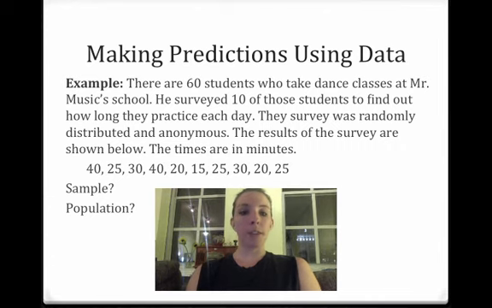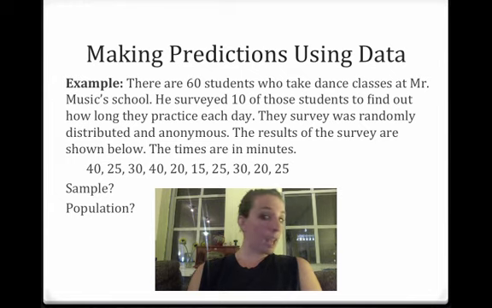So for example, there are 60 students who take dance classes at Mr. Music School. He surveyed 10 of those students to find out how long they practice every day. The survey was randomly distributed and anonymous. The results of the survey are shown below. The times are in minutes. So this is how much 10 people practiced in dance class, out of 60 students.